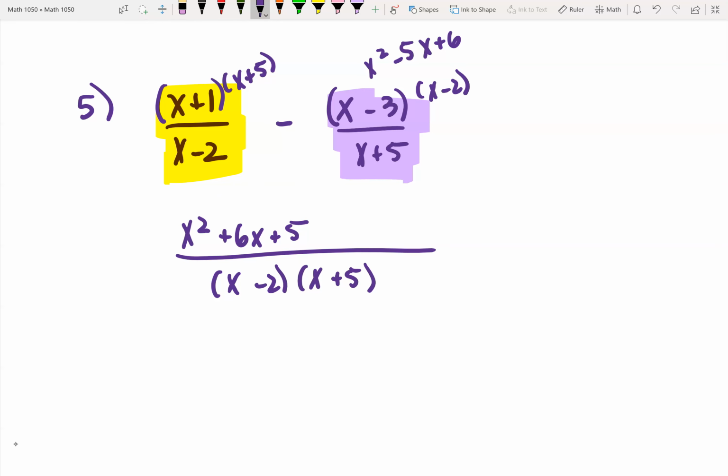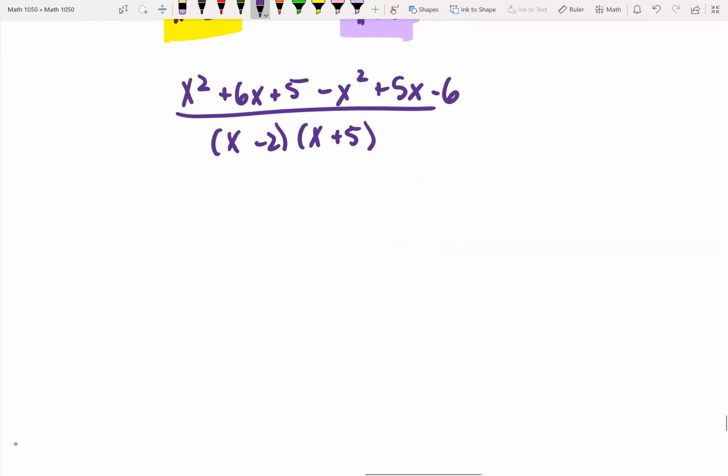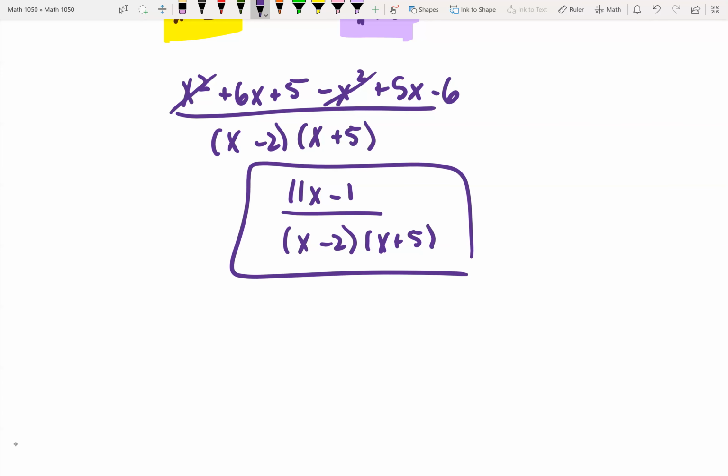Here's where people mess up, this negative. And I'm telling you guys, on this midterm, Weber will take off most of the points if you don't distribute that negative. So when you distribute it, it's a negative x squared, a plus 5x, and a minus 6. Then when you combine it, x squared minus x squared goes away. You get 11x minus 1 over x minus 2 times x plus 5, and you're done.